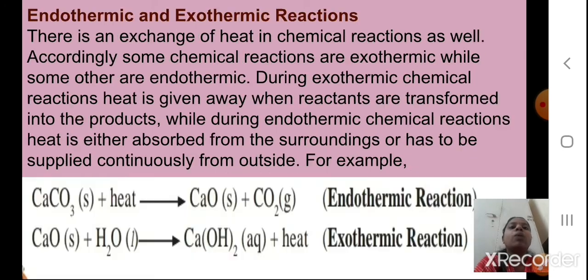Okay, now endothermic and exothermic reactions. We saw processes now, same is for the reactions also, same definition. Now there is an exchange of heat in the chemical reactions as well.